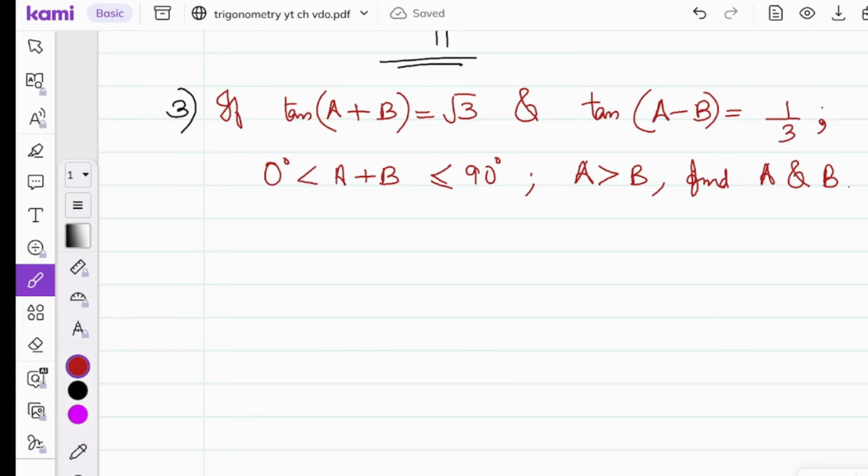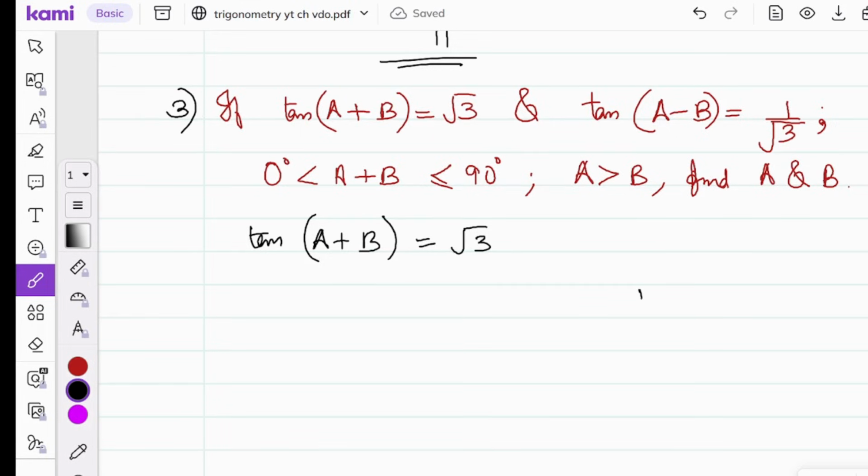If tan a plus b equal to root 3 and tan a minus b equal to 1 by root 3, therefore what we have to solve? We have to find a and b. Okay, so what all things are given here? They have given tan a plus b, it is equal to root 3, right?